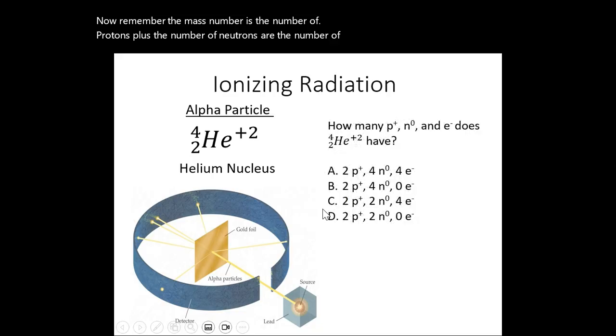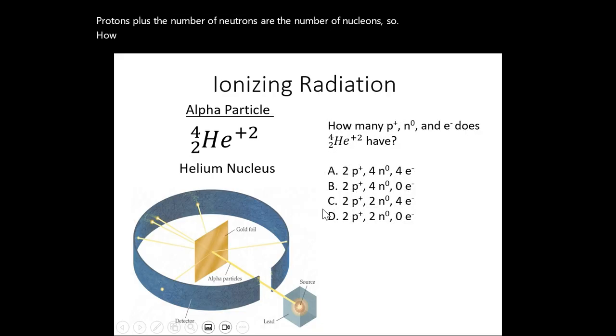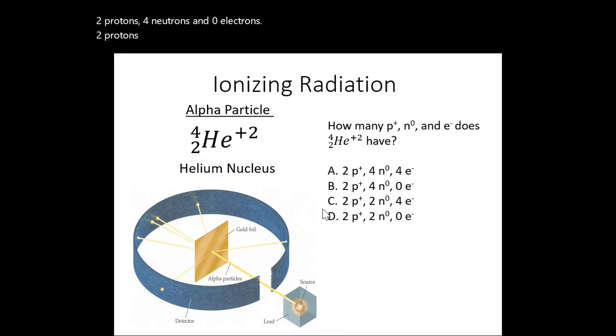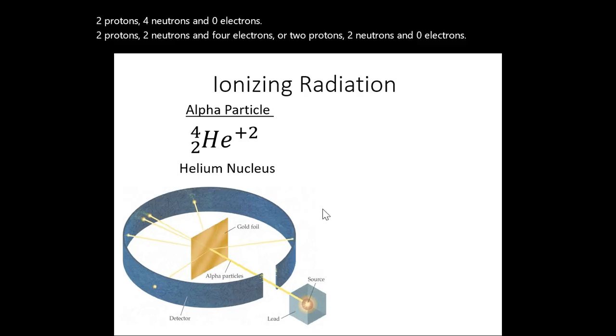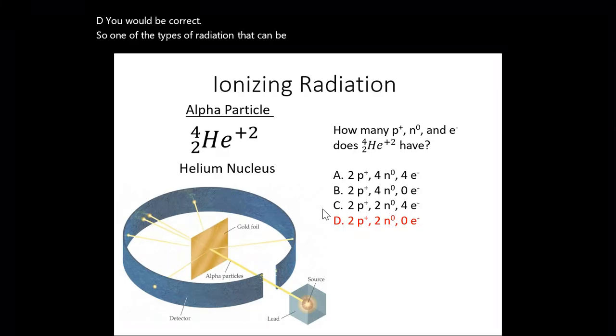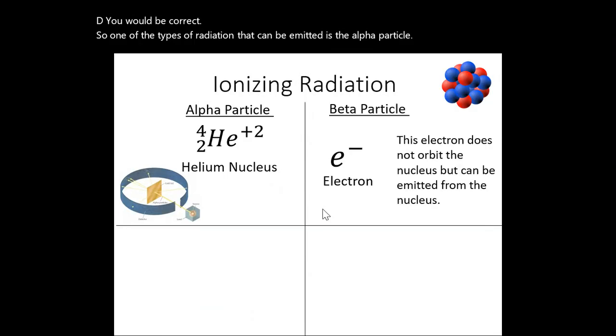So how many protons, neutrons, and electrons does a helium nucleus have? Does it have 2 protons, 4 neutrons, and 4 electrons? 2 protons, 4 neutrons, and 0 electrons? 2 protons, 2 neutrons, and 4 electrons, or 2 protons, 2 neutrons, and 0 electrons? If you said D, you would be correct. So one of the types of radiation that can be emitted is the alpha particle. The second type is a beta particle.